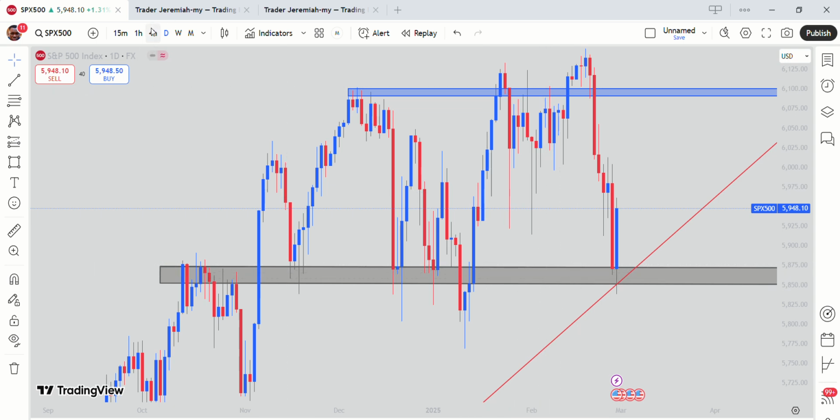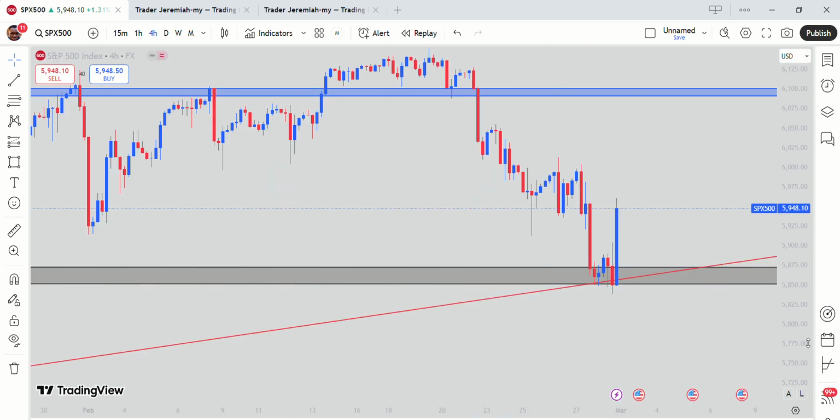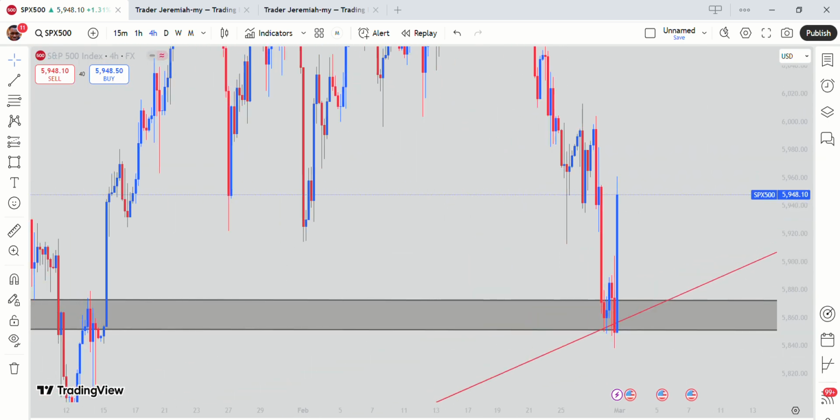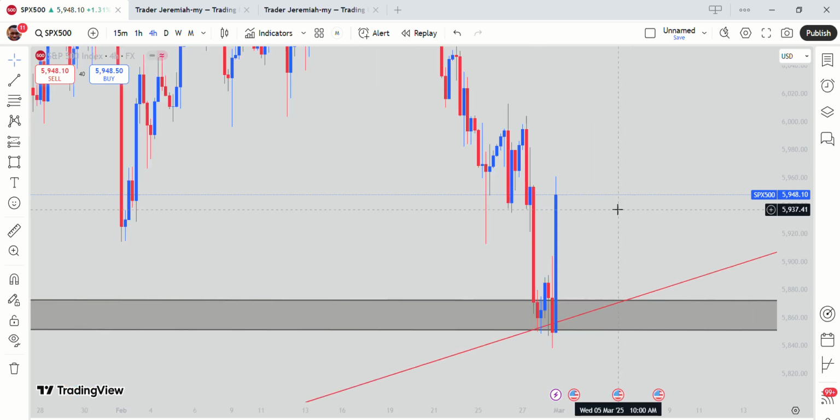So when I came to the 4-hour time frame, I entered this trade on Friday before the market closed. So for my entry, I usually use the 4-hour and the 1-hour time frame for my trade entry.